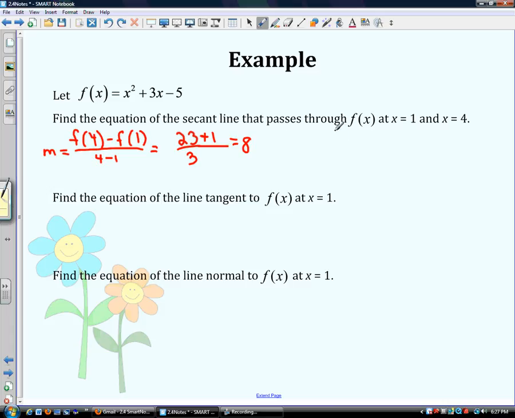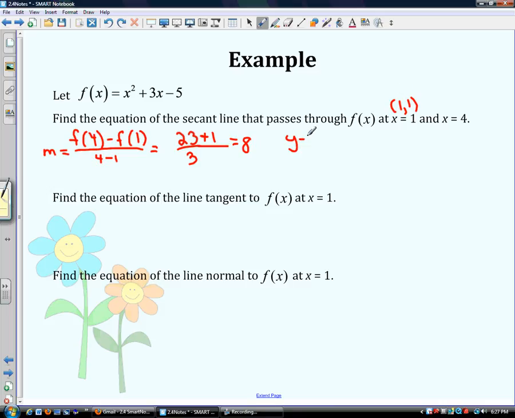Okay, so now I need 1 point. I'm going to use the 1 and 1 comma something, because 1s are just usually easier to work with than 4s. I need to figure out my y value at 1. Well, I just did it, and it is 1. Okay, so now I have the point 1 comma 1, and I have a slope of 8, so I can find the equation of the line.